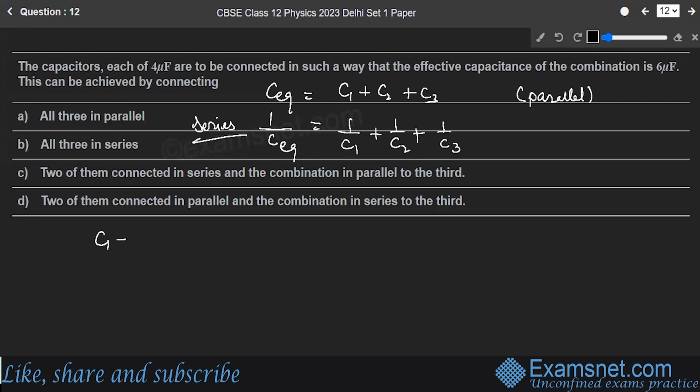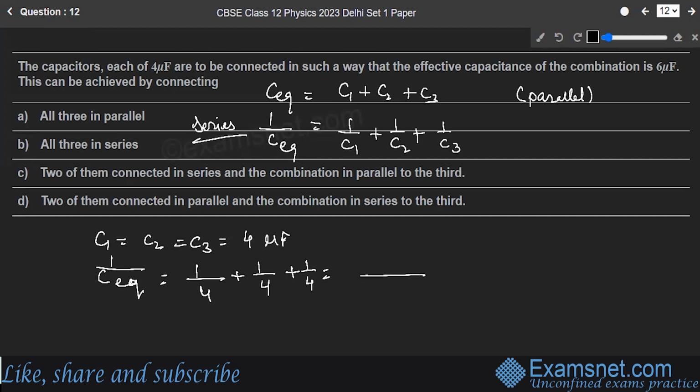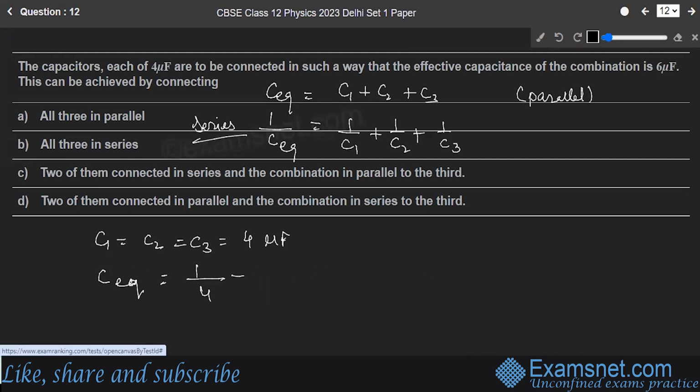Here in the question, you have all three capacitors equal to 4 microfarad. So 1 upon C equivalent is equal to 1 upon 4 plus 1 upon 4 plus 1 upon 4. Wait, you are given the total equivalent capacitance. This is equal to 6 microfarad. This is given to you.